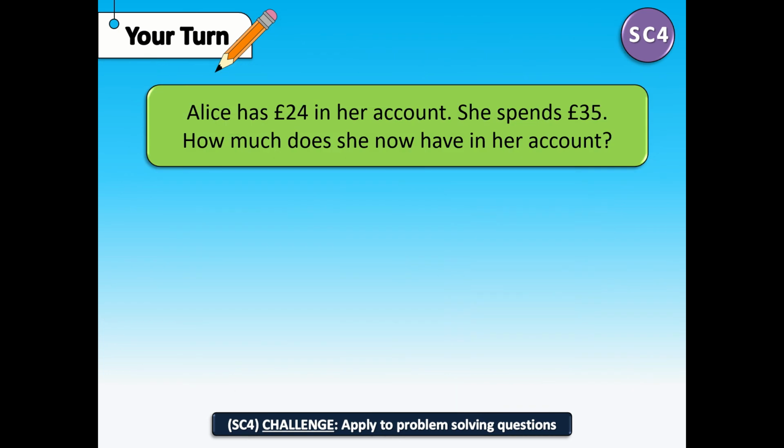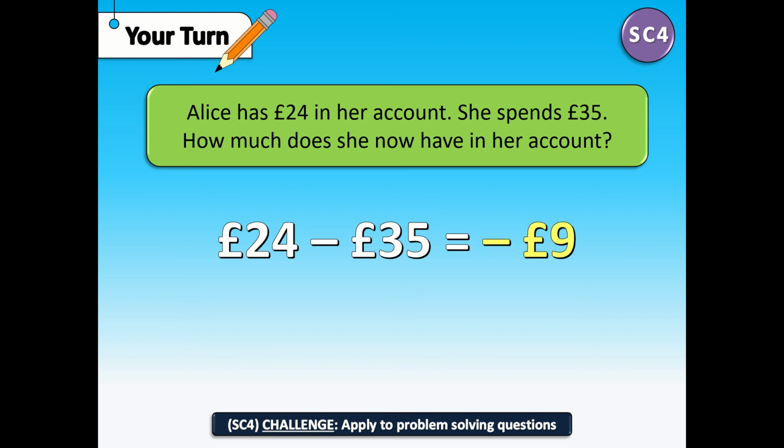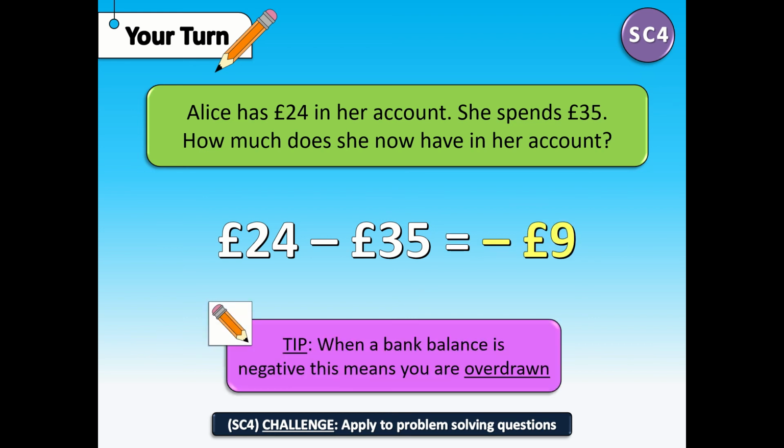So in your green question, Alice has £24 in her account and she spends £35. So how much does she now have in her account? So we do 24, take away 35, which is minus £9. So when a bank balance is negative, this means you are overdrawn. So you owe the bank £9.